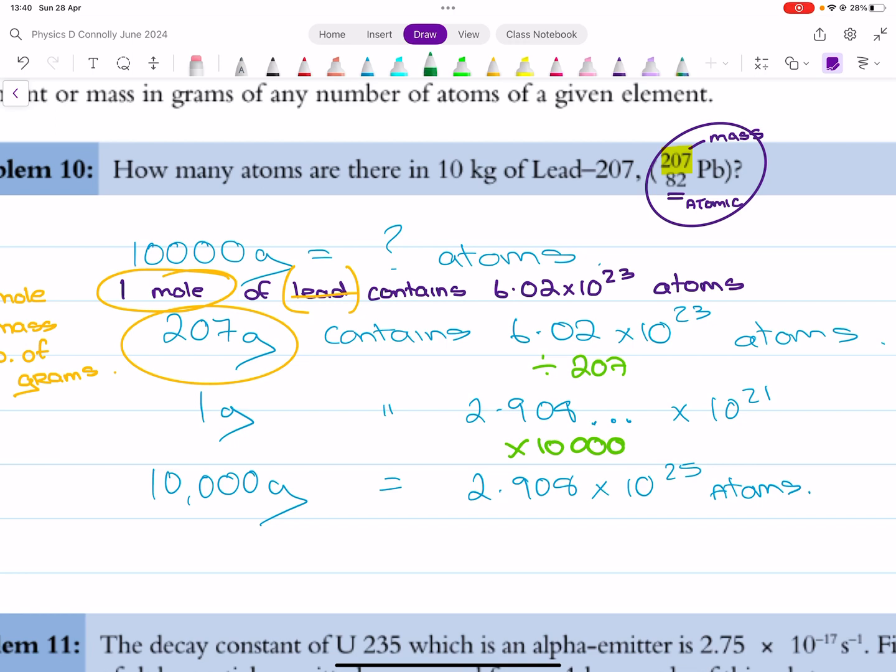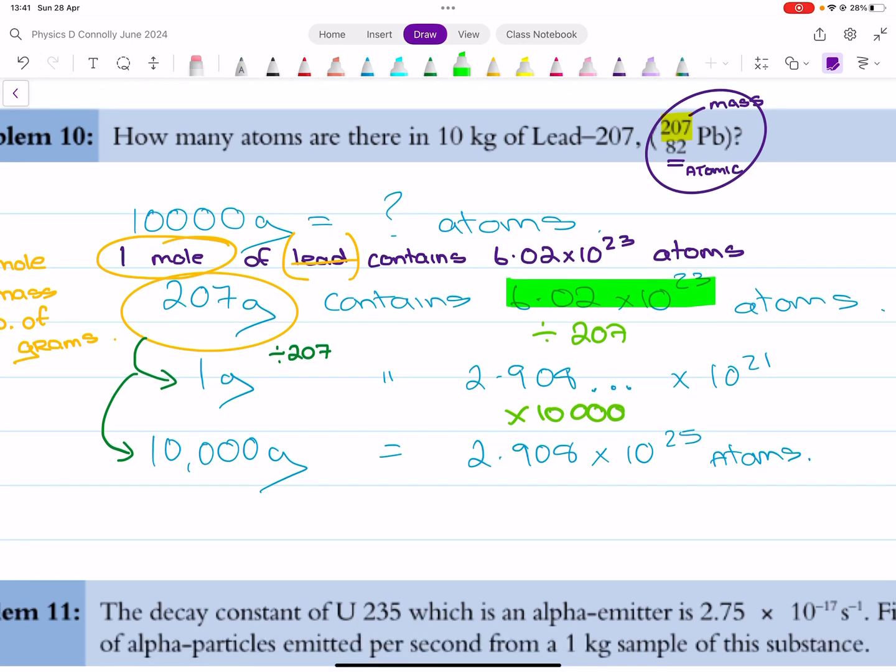What I've done over here is just that mathematical process of going back to 1. To get from 207 to 1, you divide by 207. If you divide by 207 on the left, you divide by 207 on the right. So I took Avogadro's number, which is a constant, and divided it by 207, which gave me 2.908 by 10 to the 21.